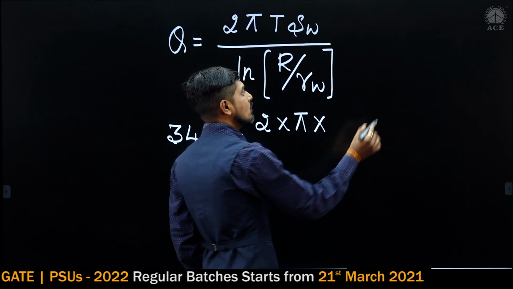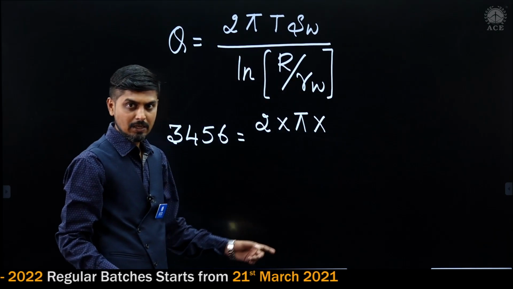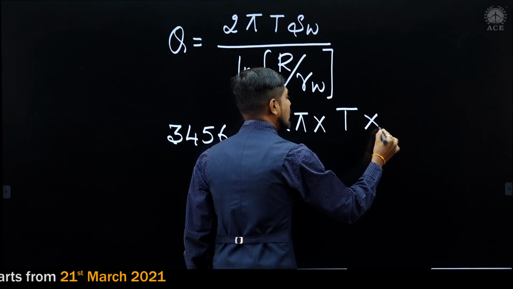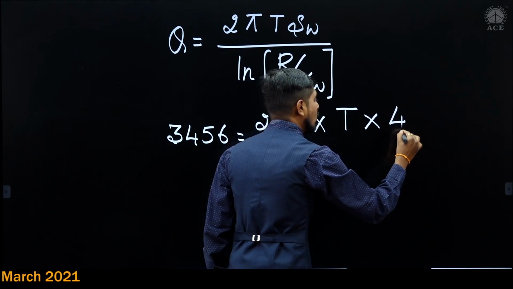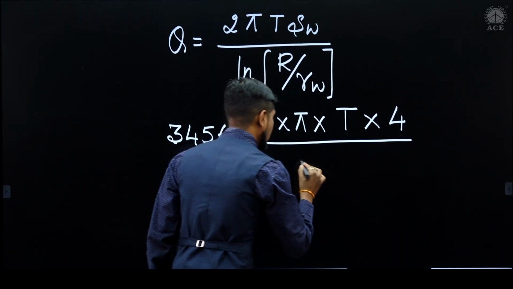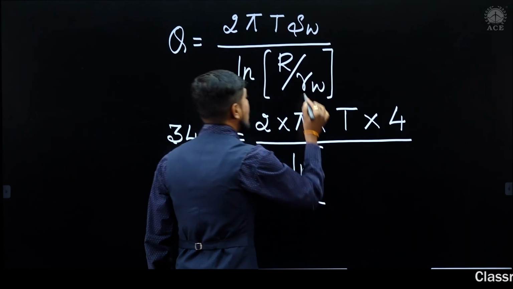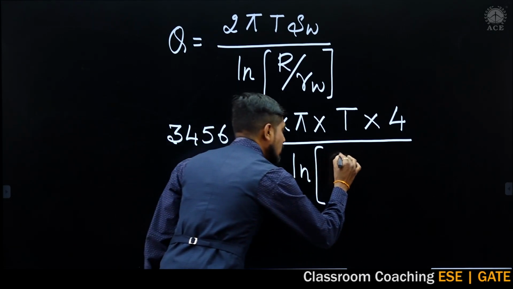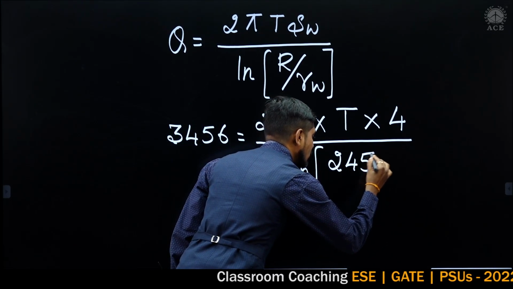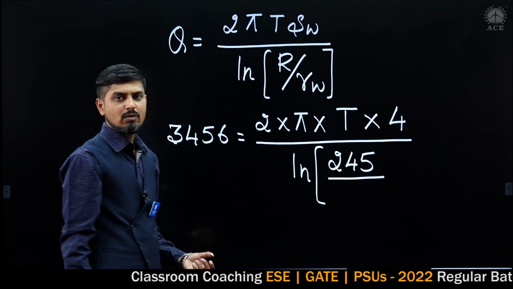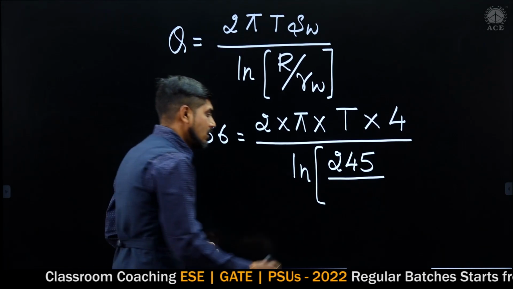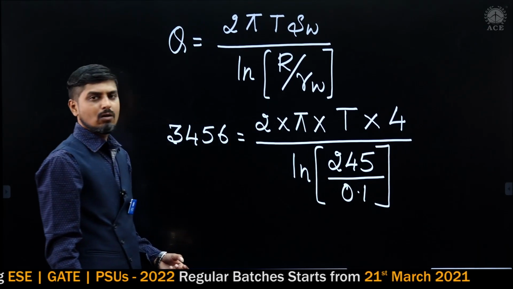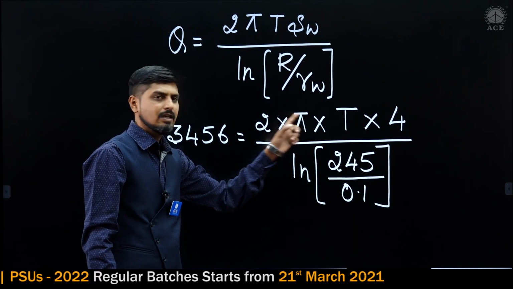So T value, we know T is equal to K into B, that we shall see later. T, let me keep it as it is, into Sw value is 4, divided by ln of capital R, radius of influence is given as 245 meters, 245 divided by rw value is 10 centimeter, that is nothing but 0.1 meter. Now solve this, you will get the T value.